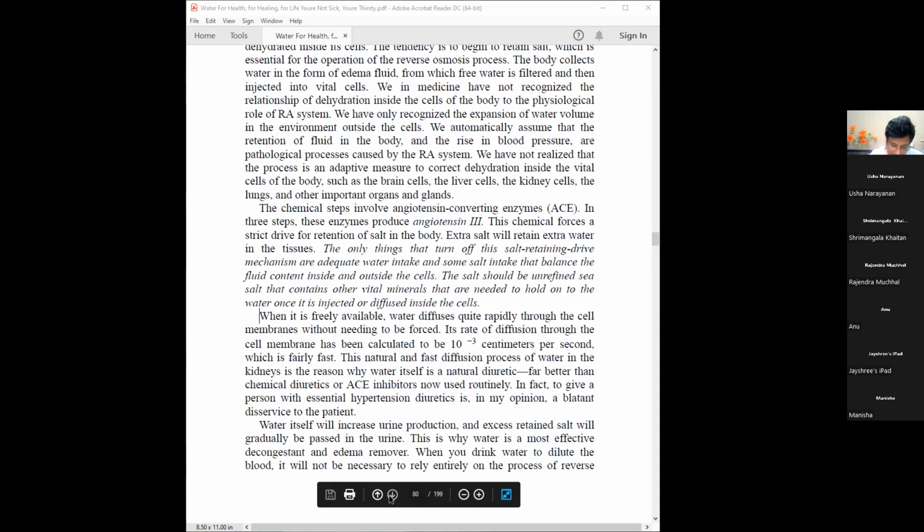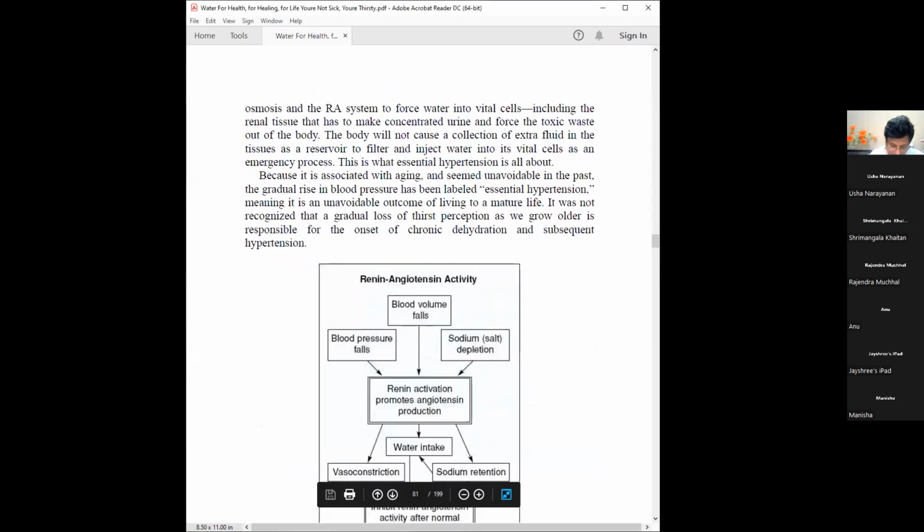This is why water is a most effective decongestant and edema remover. When you drink water to dilute the blood, it will not be necessary to rely entirely on the process of reverse osmosis and the RA system to force water into vital cells, including the renal tissue that has to make concentrated urine and force the toxic waste out of the body.